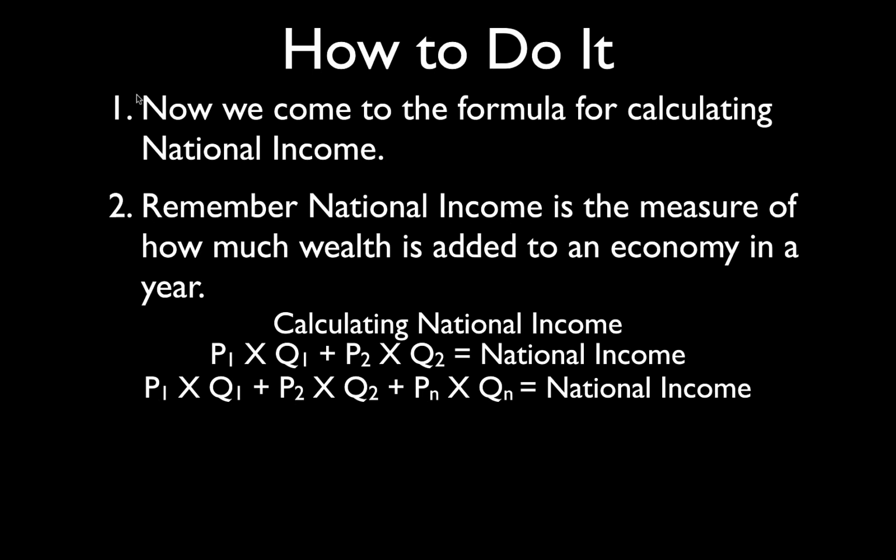Okay, so what we do is we take the price of one good, which is its value, as we said in the previous video, and we multiply it by how many of that good was produced. Right, so that's the total value of this good that was produced, which is the price, the value of one good, multiplied by the quantity of that good that was produced. And then we add this number to the next calculation, which is the price of the second good, multiplied by the quantity of the second good that was produced.